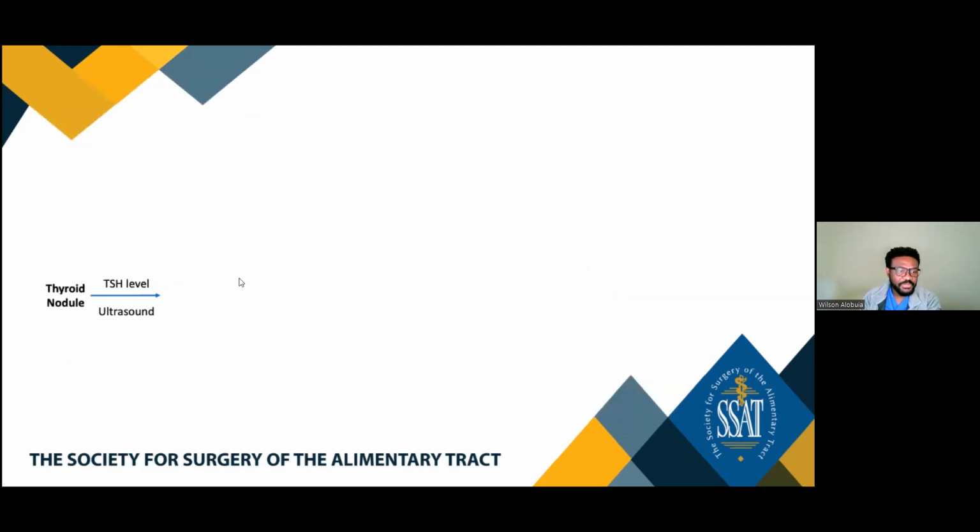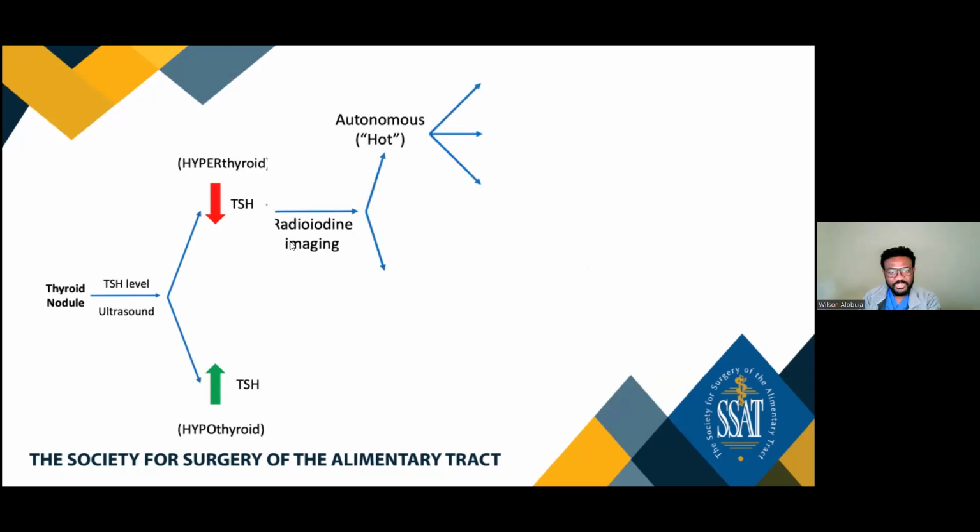So what do you do with thyroid nodules? Always start with the TSH level and an ultrasound. When you look at the TSH, if they're hyperthyroid, so the TSH levels are low, then you always want to get imaging to determine whether they have a hot or cold gland. And if it's a hot gland, then you have to determine what's the distribution.